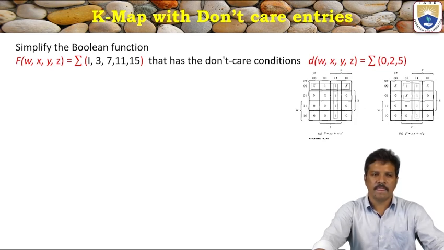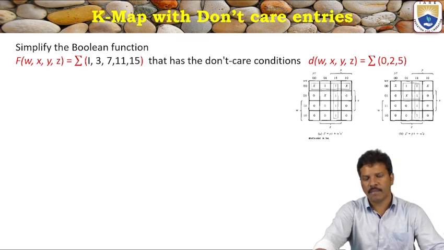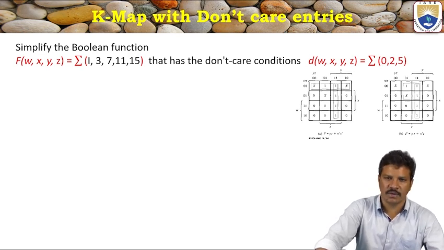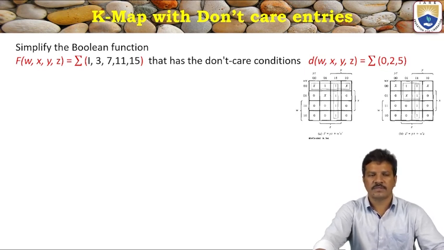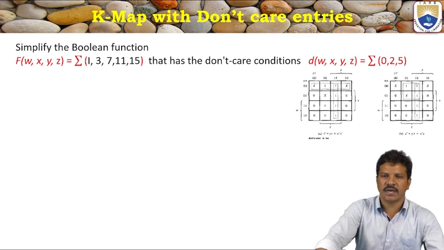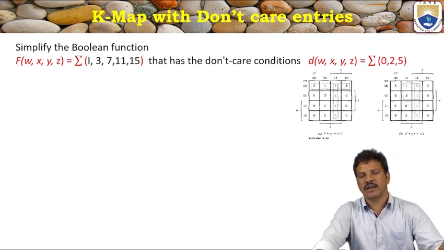So earlier, whenever minterms were listed in the Boolean function, we considered them as logic 1 in the K-map, and those not mentioned in the Boolean function we considered as logic 0. But in this case, they have specifically mentioned that those minterms are not specified. Those are considered as don't cares. They have specifically mentioned that these are don't care, whether they are logic 1 or logic 0. So we don't bother about it.